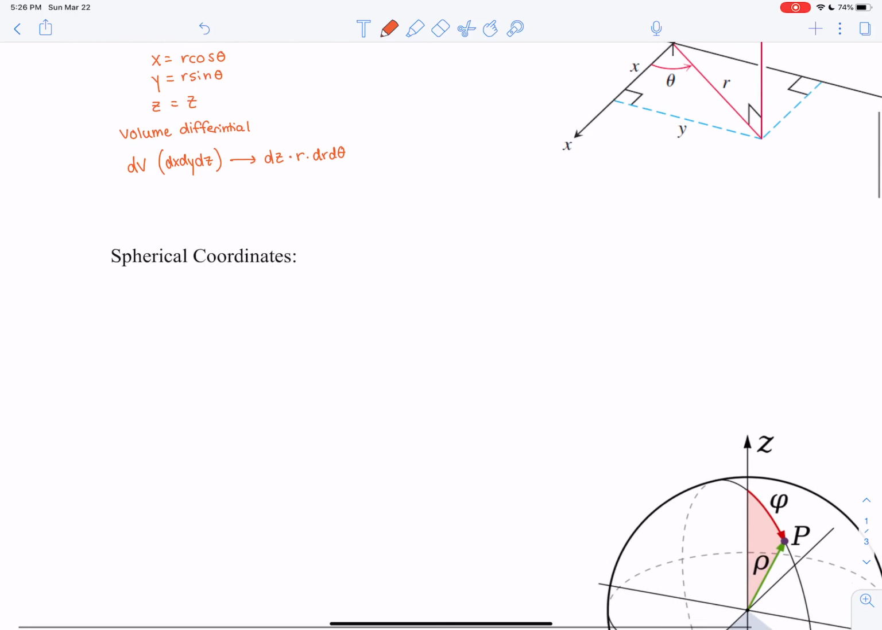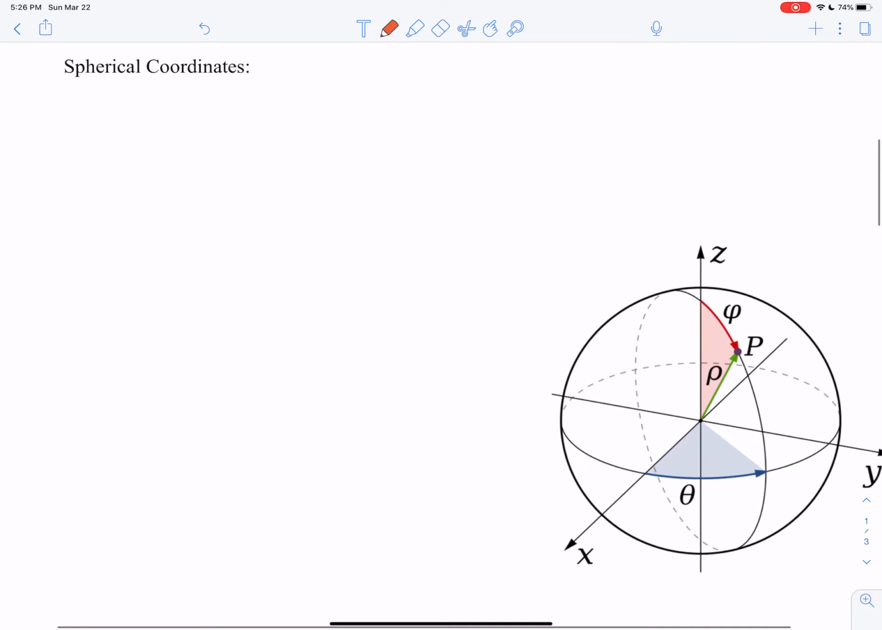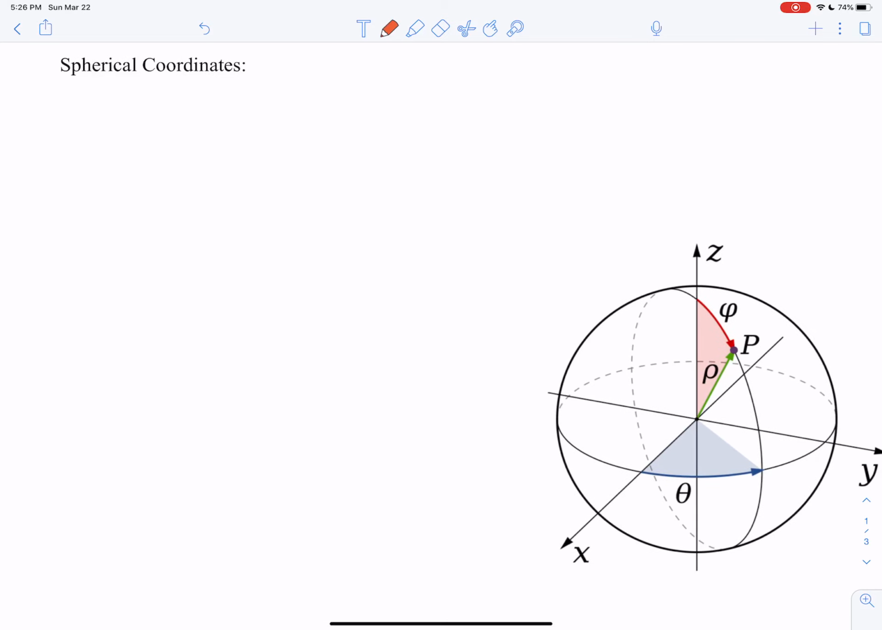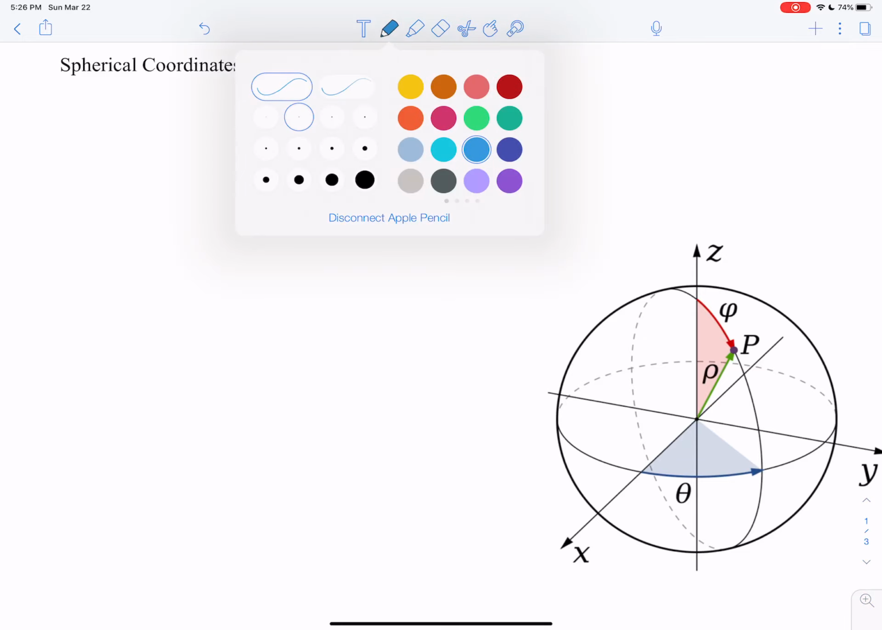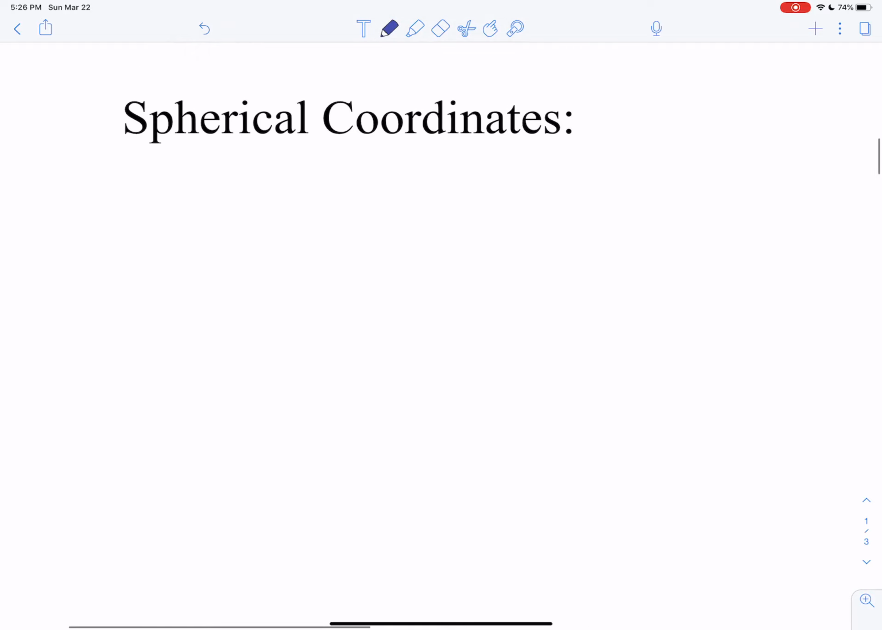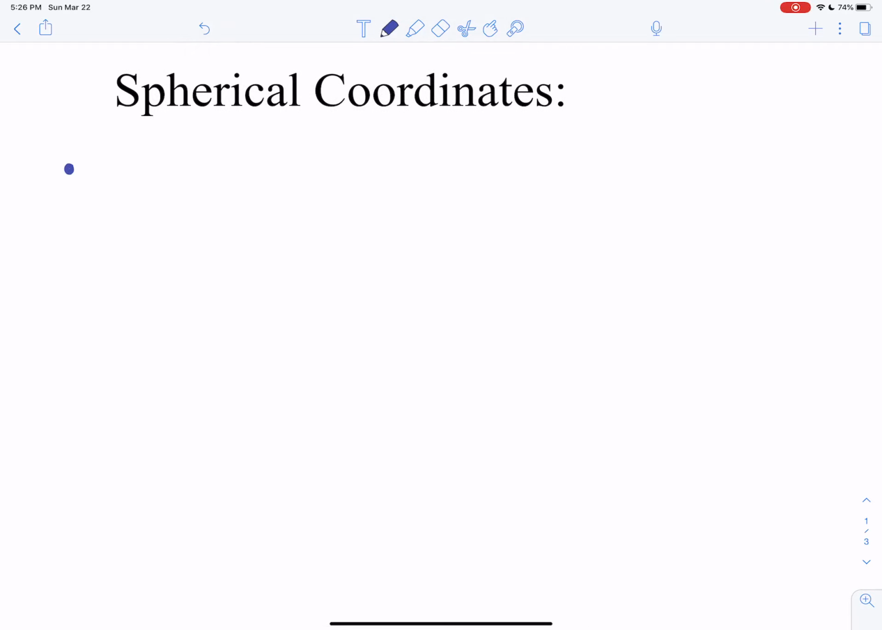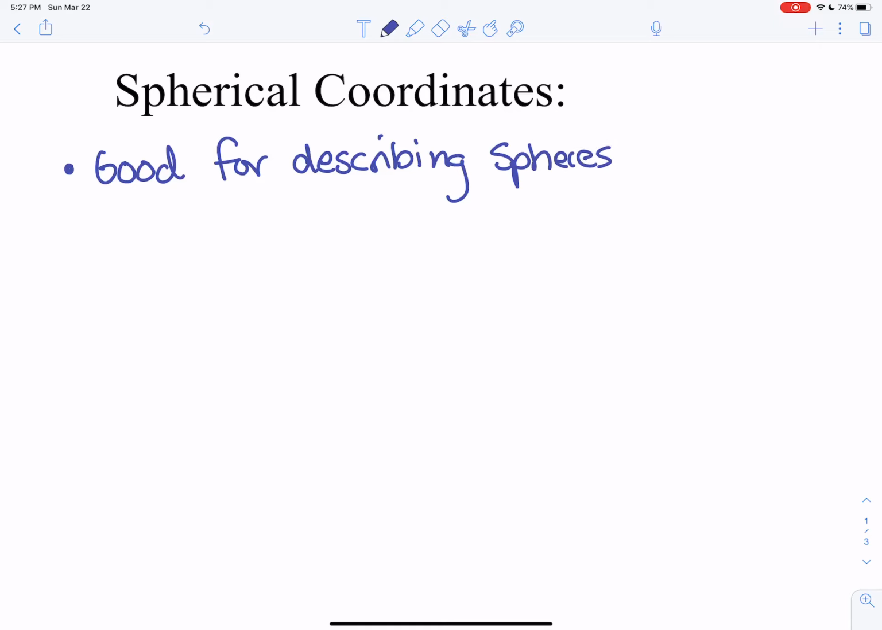And now we're going to introduce a second one. So this is now our fourth coordinate system that we know, and that's the spherical coordinate system. Spherical coordinates are good for a couple different applications. They're good for describing, obviously, spheres, or parts of spheres, like hemispheres or quarters of spheres.